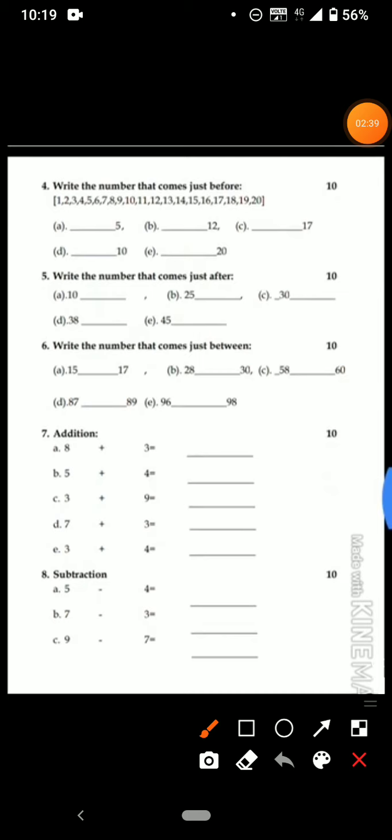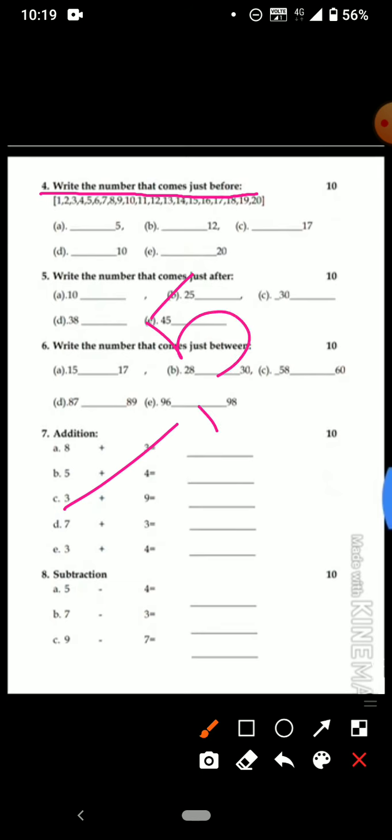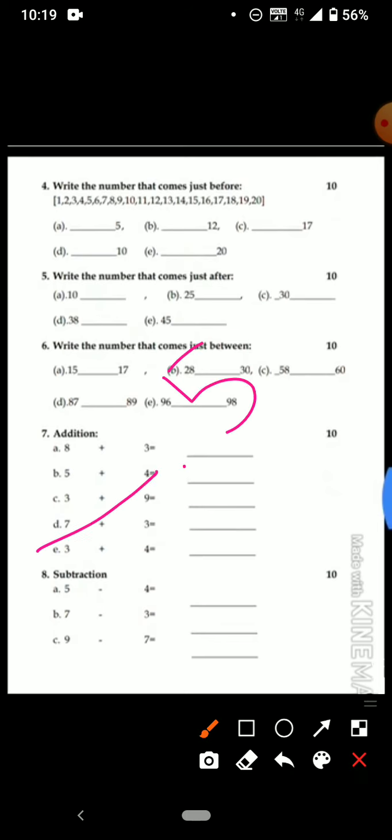Next, the fourth Roman. Write the number that comes just before. They ask to write the number just before, meaning a number they have given, 5 with a dash before it. You should write the number before 5. They have given 1 to 20 as options, which is somewhat difficult for LKG students. In the options you can see there is 5. Which number is before 5? So 4. The answer is 4.